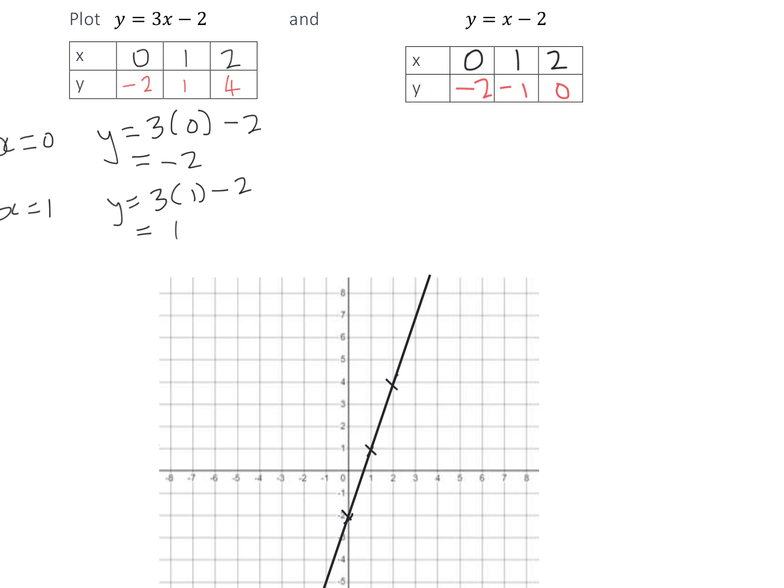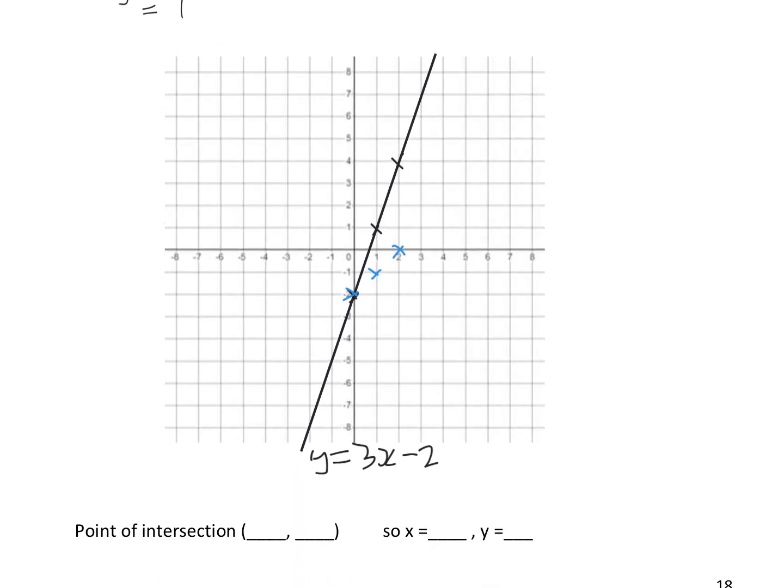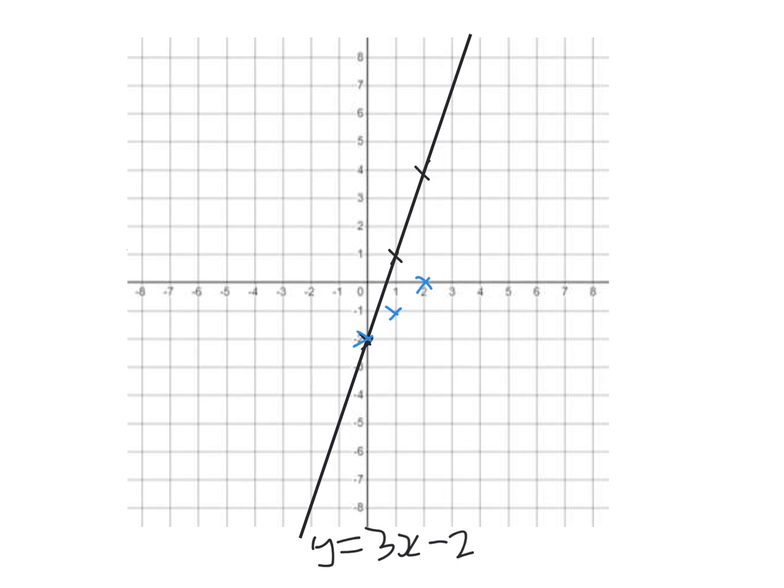Okay, we can plot those points along the corridor, up the stairs, so along the corridor 0, into the basement 2. So here. The next point is 1, minus 1, along the corridor to 1, down to minus 1. And finally 2, 0, which is along 2 and up 0. And then draw a straight line through those points. Once you've drawn your straight line through the points, you can label your graph.